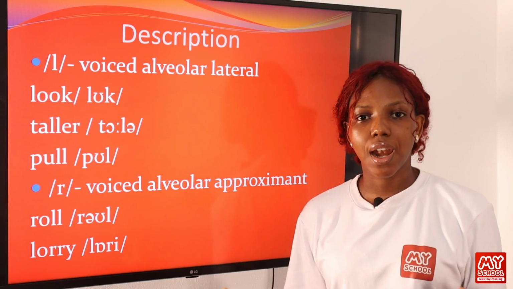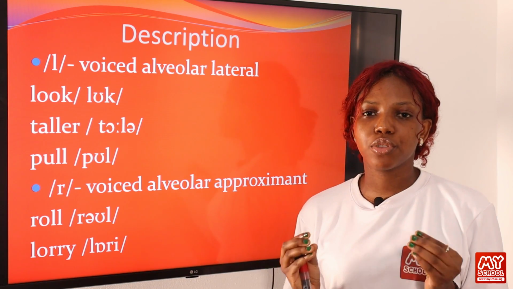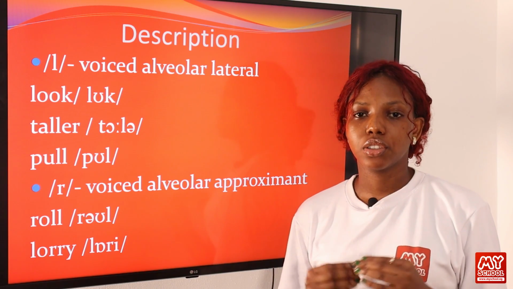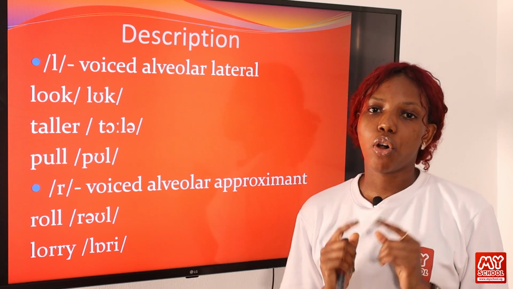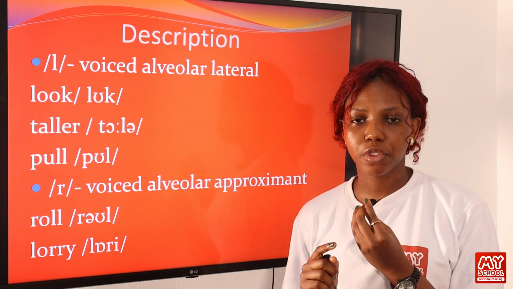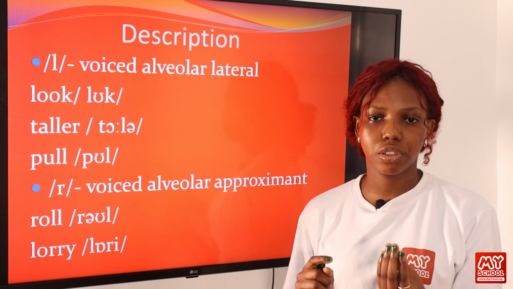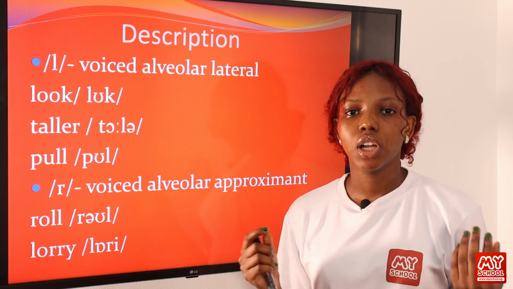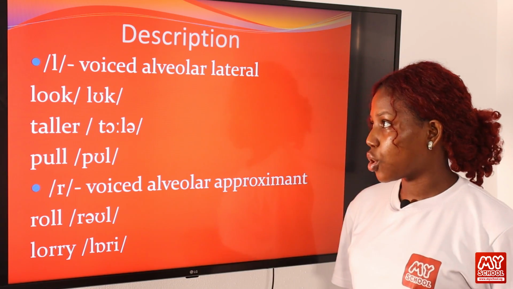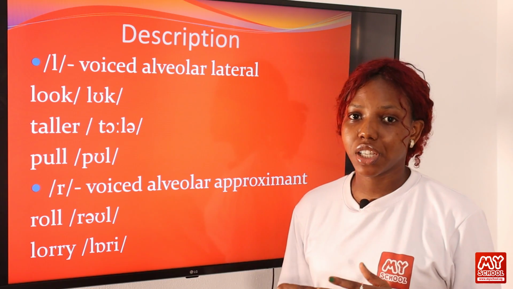So there is no pressure, no friction, okay? So it's a light touch on the alveolar ridge. The tip of the tongue comes in contact with the alveolar ridge and it produces the sound. Okay? So we have the sound in the initial position.